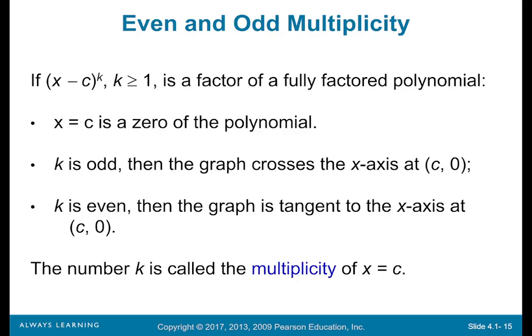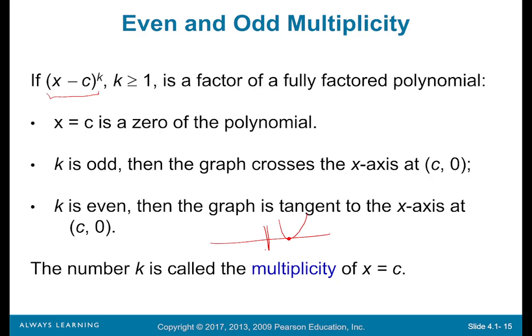Now, talking about that case where we saw those repeated 2's, when we have that, we're going to end up with something like x minus c to the k, essentially that repeated factor, appearing whenever we fully factor the polynomial. That means that x equals c is a 0 of the polynomial. And if k is odd, then we're actually going to see the graph cross the x-axis at c, 0. And if k is even, then the graph is just going to be tangent to the x-axis. So we're going to have something more like this, that sits just touching the axis, not fully crossing it.